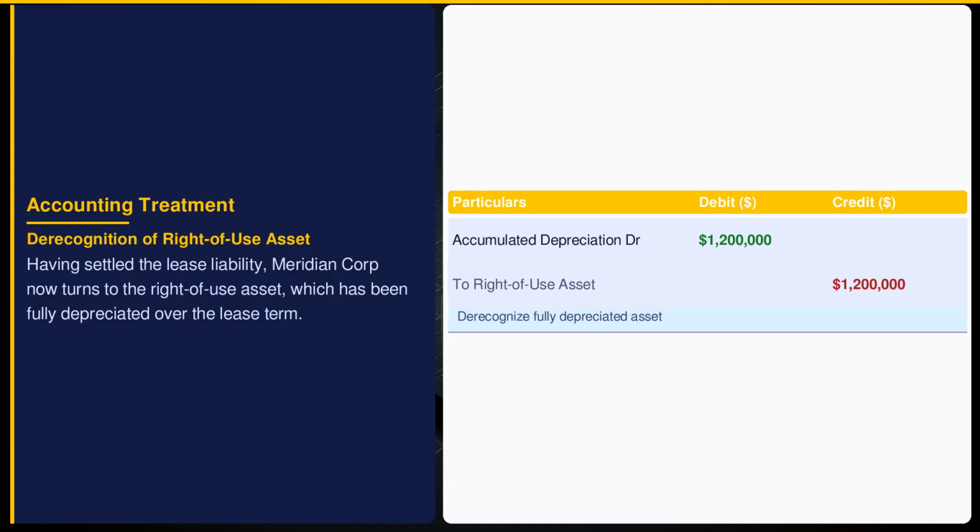Meridian reverses the accumulated depreciation against the asset's book value, effectively removing it from the balance sheet. This clears the asset accounts, ensuring no residual values remain, and closes the loop on the asset's usage and financial impact.